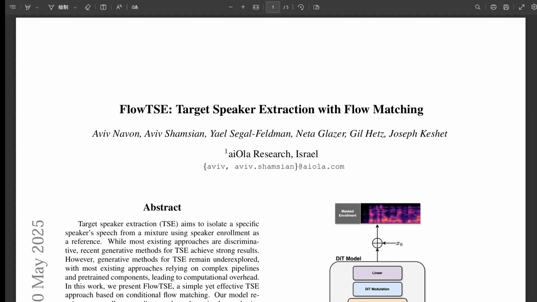Okay, so it's not just general noise reduction. No, that's speech enhancement, SE. That just tries to clean up all speech. TSE is specifically targeting one known speaker. Getting it right means, well, clearer calls, much better hearing aids, ASR that actually works in a crowd.